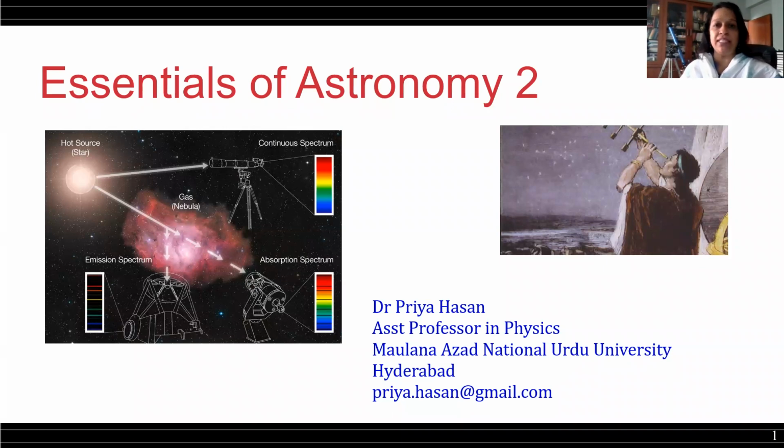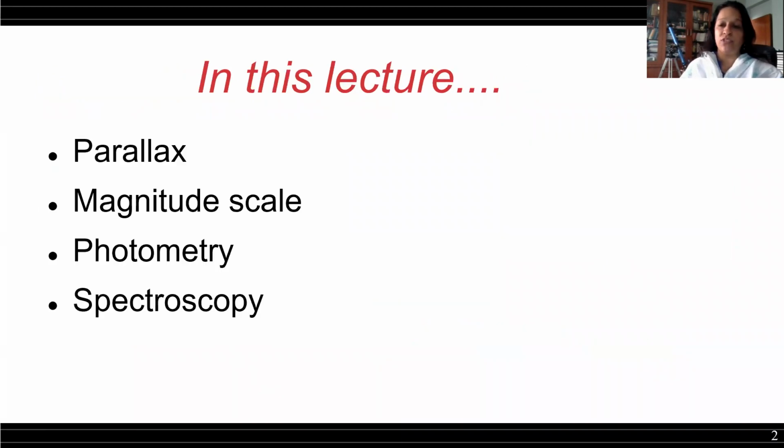Today I'll be talking about the essentials of astronomy. We'll first talk about parallax, which is related to the concept of distance in stars and astronomy. We'll also talk about the magnitude scale and some basics of photometry and spectroscopy.